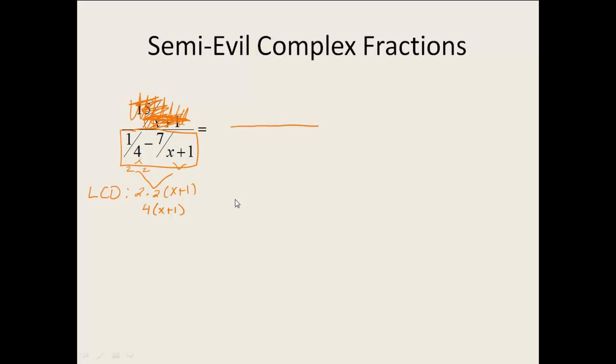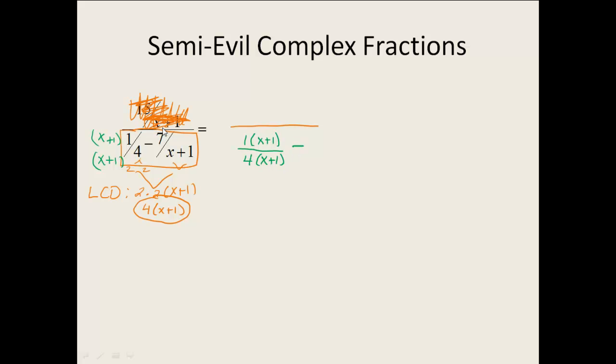So my least common denominator is 2 times 2 times x plus 1, which ends up being 4 times x plus 1. Now I need to go back to my original fractions and ask myself, what is this first fraction missing from my least common denominator? Since it's only missing the x plus 1, I'm going to multiply the top and the bottom of this first fraction by x plus 1. So I would have 1 times x plus 1 over 4 times x plus 1.